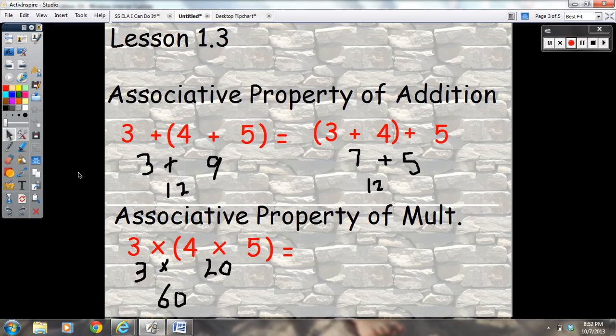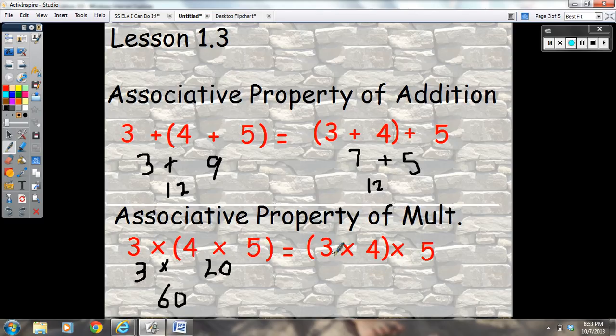Now again, I can take these same numbers and I can group them differently, and my product will remain the same. So I have the 3 times the 4 times the 5. So now let's just say I grouped, instead of the 4 and the 5, let's say I grouped the 3 and the 4. If I grouped the 3 and the 4, the associative property of multiplication tells me I should also get 60 as my answer.